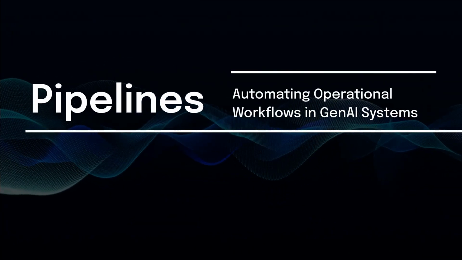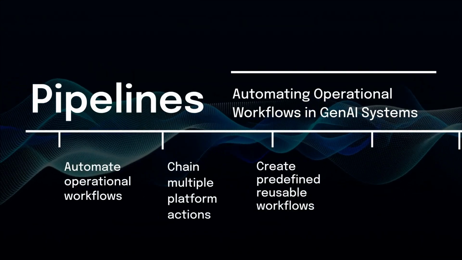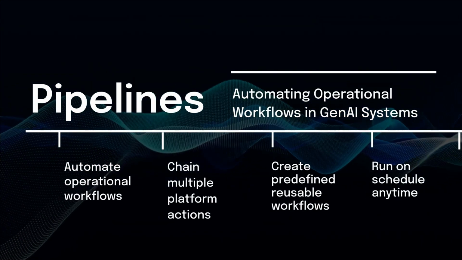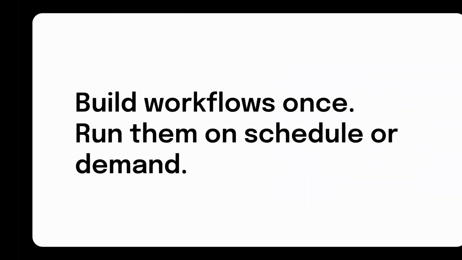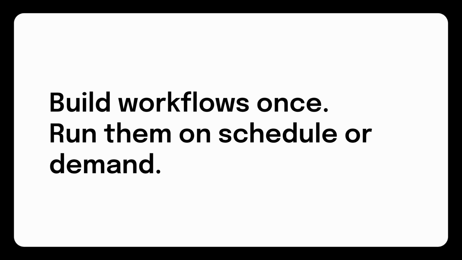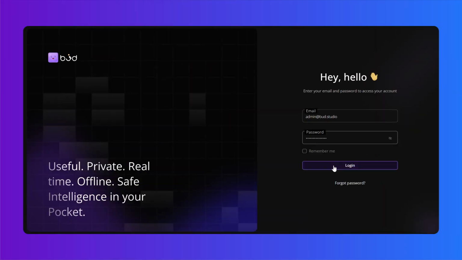The Pipeline module allows you to automate operational workflows by chaining together different actions available within the platform. You can create predefined workflows once and then run them automatically on a schedule or trigger them whenever needed. Let's take a closer look at how it works.